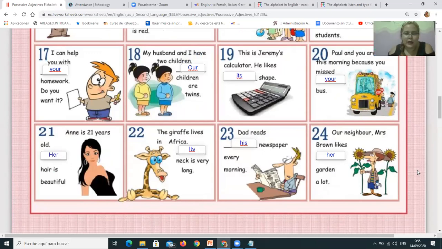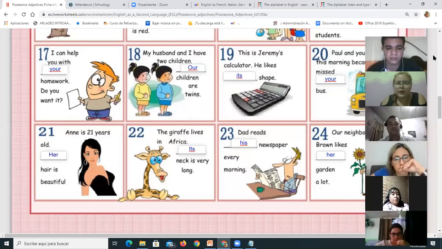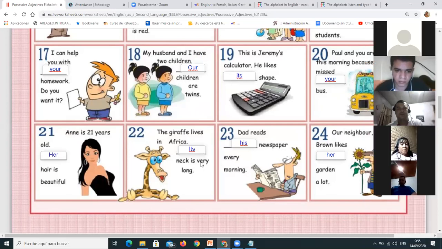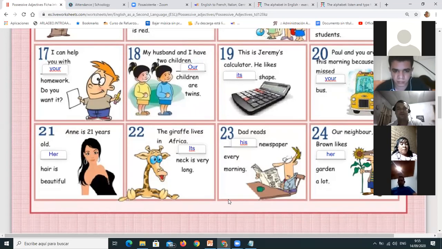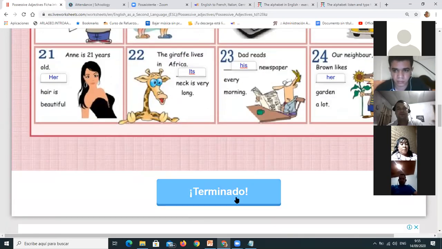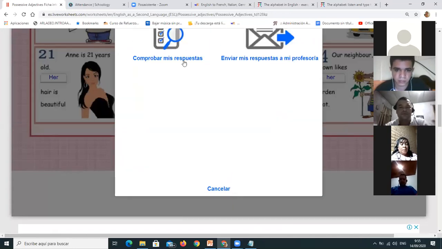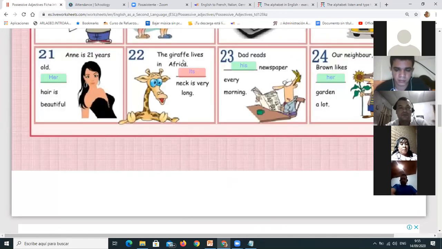The giraffe lives in Africa. Its neck is very long. Tenía como hair. Y solo se refiere a una. But it's an animal. Si se refiere a un animal, solo uno, tendría que solo ser it. Let's see. Sí, ya van a ver que varias me van a salir malas porque la mayúscula o por punctuation. Yeah, it's true.